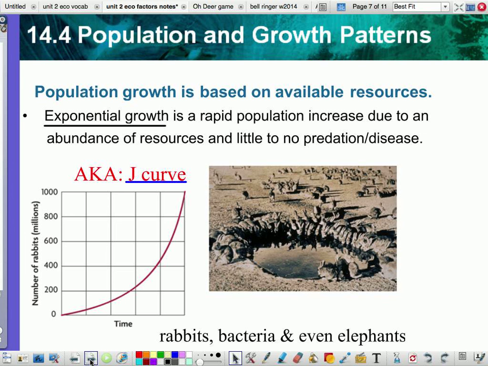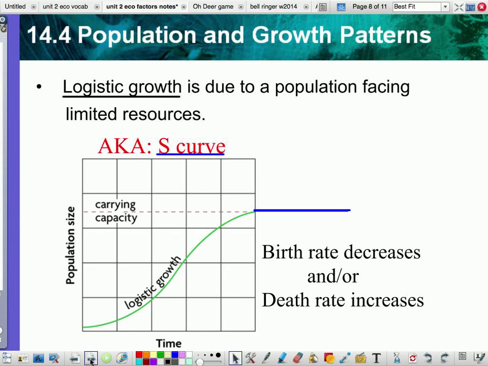We looked at the difference between an exponential growth curve and a logistic growth curve during bell ringer today. So this should just review what exponential growth is: rapid growth. You can see 2 very quickly becomes 4, 4 becomes 16, and 16 becomes 256. So you get that quick, rapid growth. Okay, and that's sometimes called the J curve. Rabbits, bacteria, even elephants, believe it or not, fall in that category.